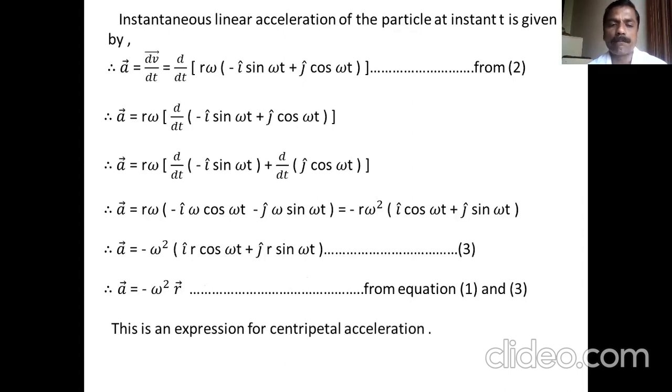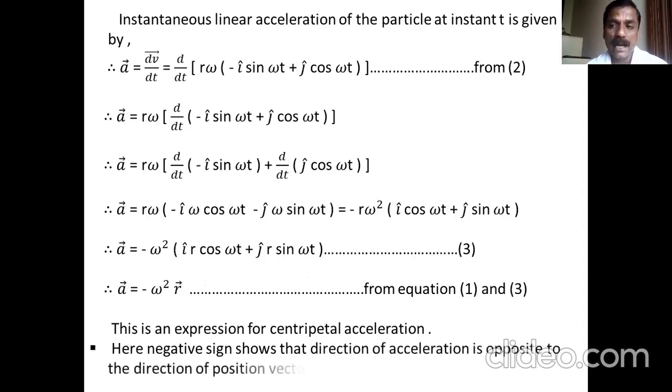So this is an expression for the centripetal acceleration. The negative sign indicates that the direction of the acceleration is opposite to the position vector. So you should remember this is the equation in vector form, that is a bar is equal to minus omega square into r bar. In magnitude only, we can say a is equal to r omega square. Okay, so this is the explanation regarding the centripetal acceleration in uniform circular motion.